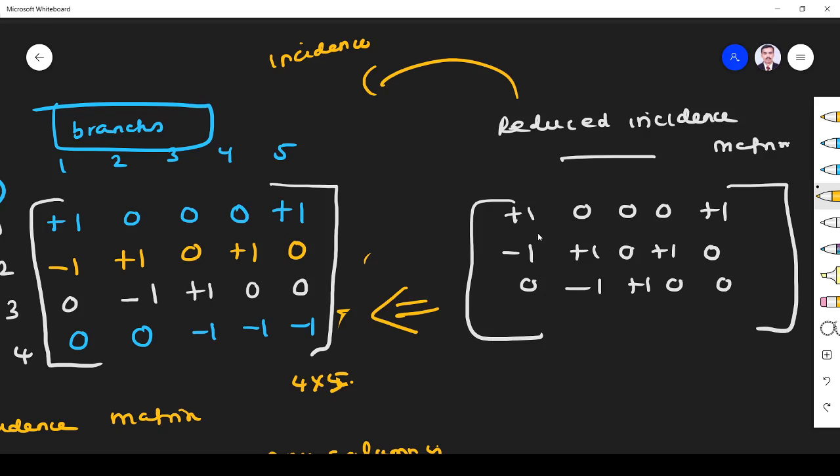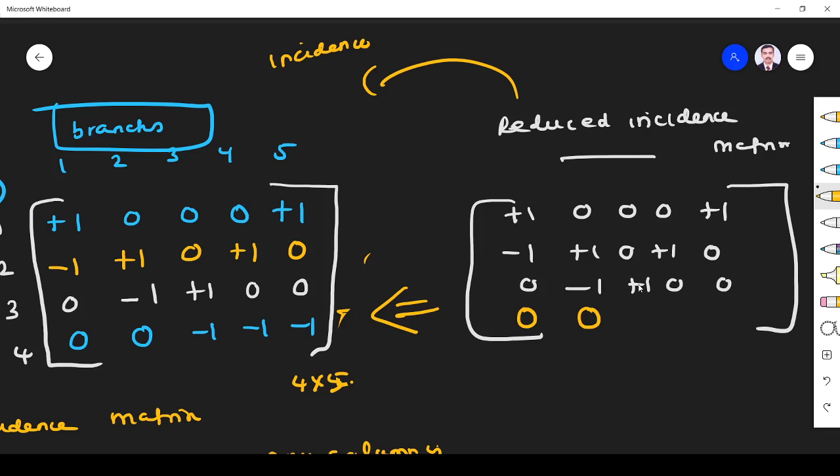How can I find it? There is one property. The sum of the elements in the column must be 0. So here you see 1 minus 1 0. So already this sum is 0, so we cannot add plus 1 or minus 1. So the answer is 0. Here you see the sum of the elements is 0, so we cannot add plus or minus 1. We have to put only 0.